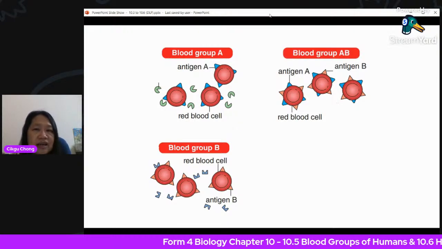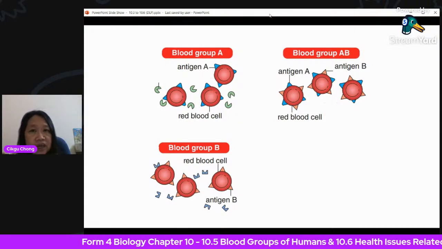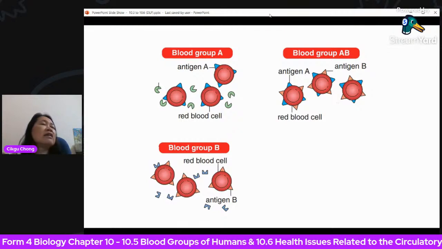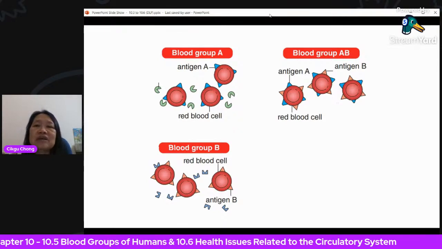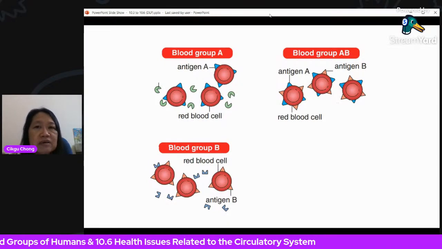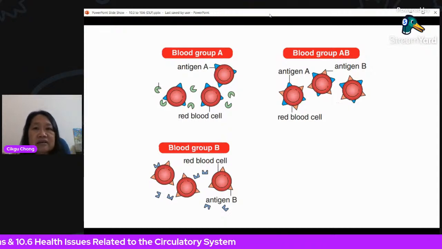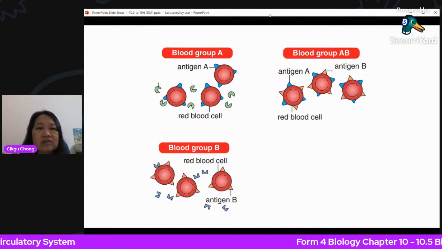Blood group AB. There is no antigen called AB, yeah? So be careful when you write. You cannot say antigen AB. There's no such thing as antigen AB. There is only antigen A and antigen B. You have to write it separately. Don't be lazy. You cannot say antigen AB.